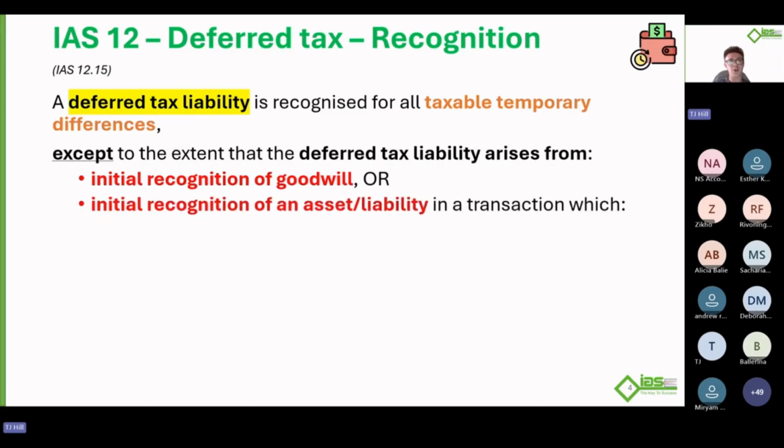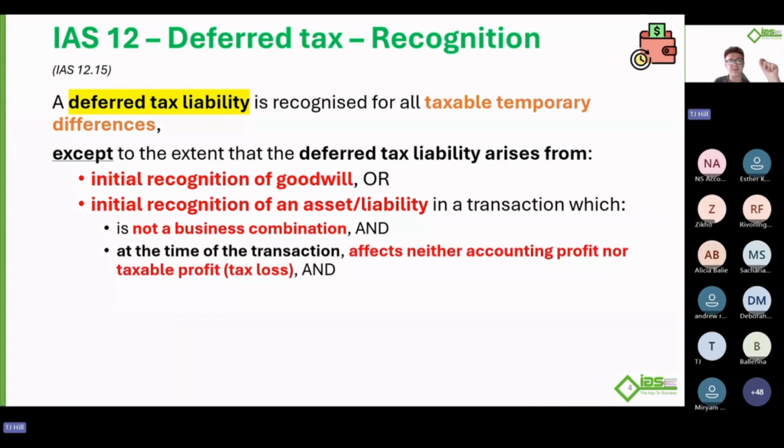Initial recognition of goodwill or initial recognition of an asset or liability in a transaction which is not a business combination and at the time of the transaction affects neither accounting profit or loss, nor taxable income. So it doesn't touch your profit, doesn't touch P&L, and it also doesn't touch taxable income at the time of the transaction, which means at the time you initially recognize the asset or liability. So that's quite important.